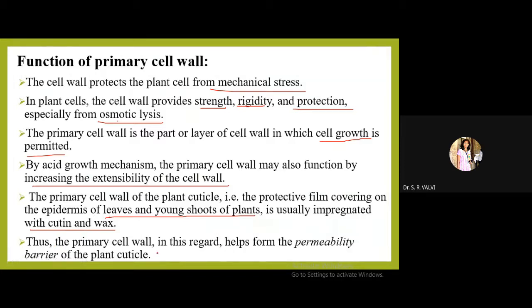Then the primary cell wall helps form the permeability barrier of the plant cuticle, right? So the primary cell wall also acts as a permeability barrier, meaning it is going to permit only selected solvent and solute to come in, right? So likewise, this acts as a permeability barrier.